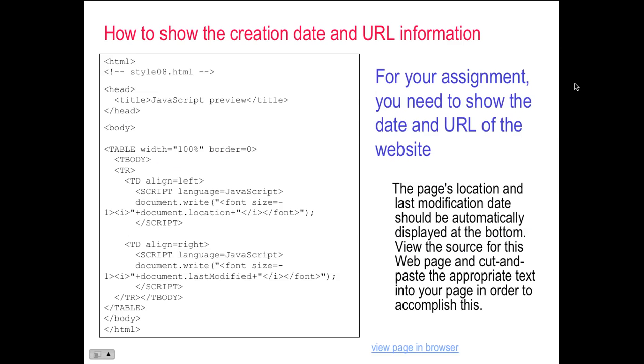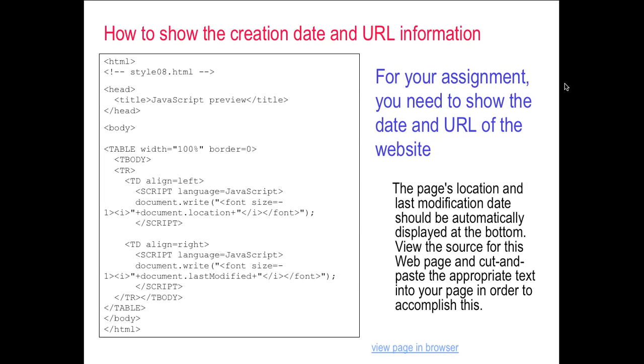Why they made it cascading is because it gives you the ultimate flexibility. You can put it anywhere you want. Only problem is it confuses people when they use too much of the cascading. It's really hard to find, well, where did that get changed? How to show the creation date and the URL information. So this is a couple little tidbits to leave you with as well.